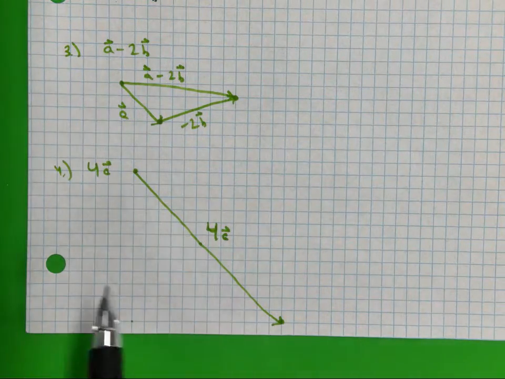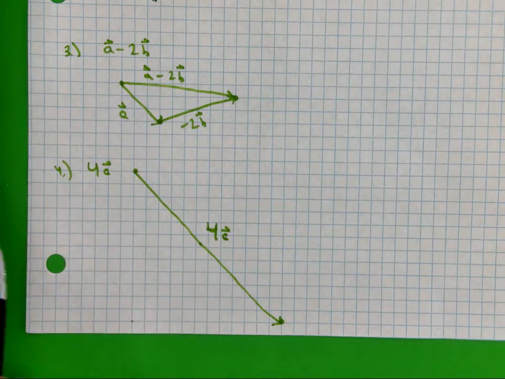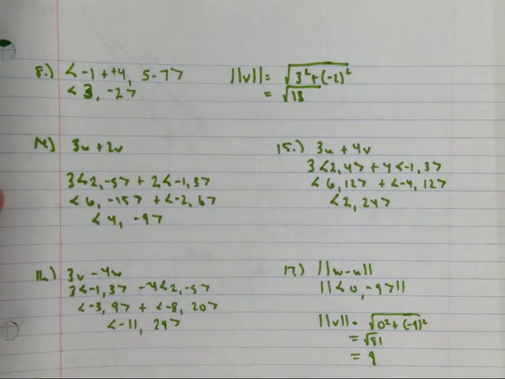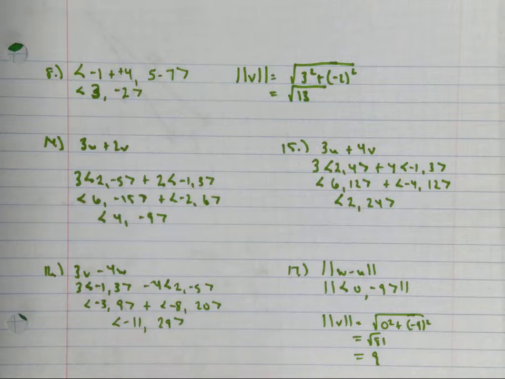All right. Number 8, check your work. There's the component form: 3, negative 2, magnitude square root of 13. Did you notice there's some misnumbering? Sorry, we skipped 9, 10, 11, 12, 13. So it went from 8 to 14. Sorry about that. So 8 is that.